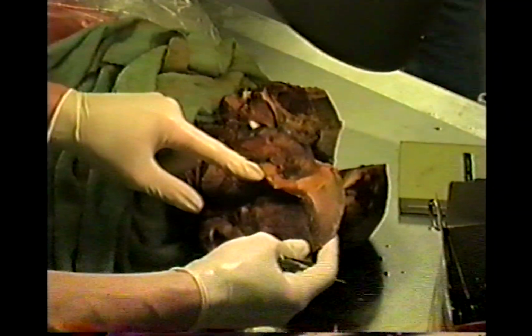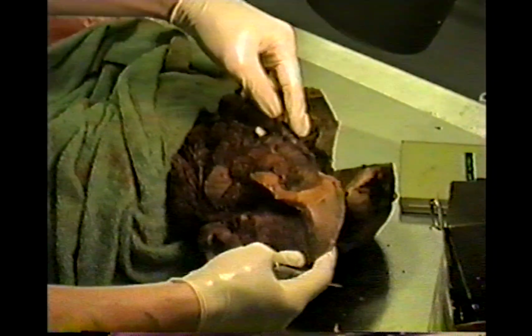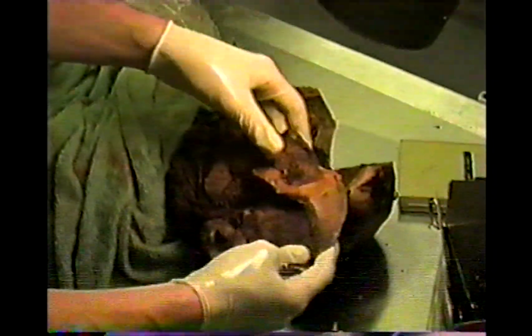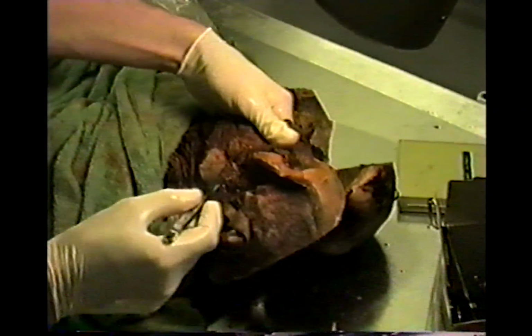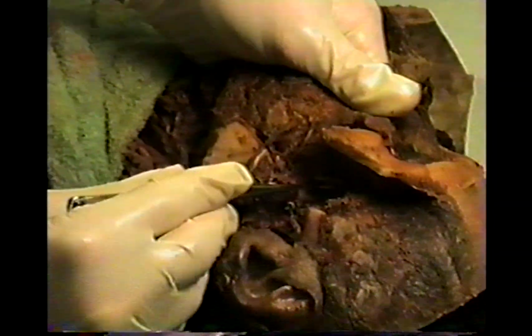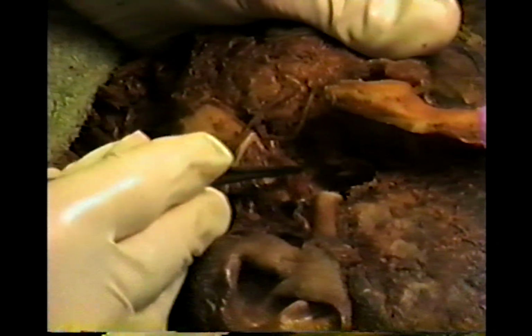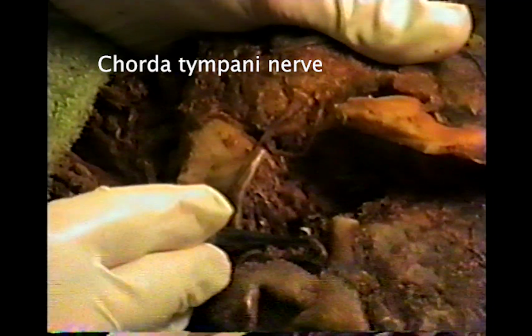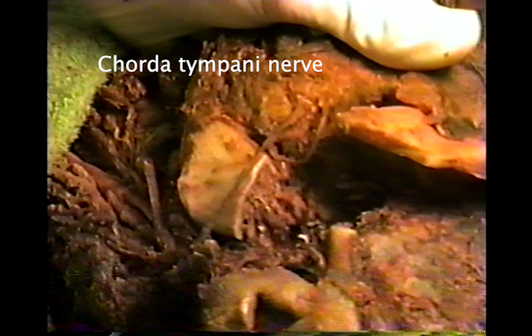Zygomatic arch has been removed. Here's the anterior part. There's his nose, his mouth. In the infratemporal fossa, you would have the lingual nerve right here, which would be traveling just lateral to the medial pterygoid. This would be the medial pterygoid. And the only thing that's going to join the lingual nerve would be the chorda tympani right here. This would be the chorda tympani. And you can also tag the chorda tympani from inside.